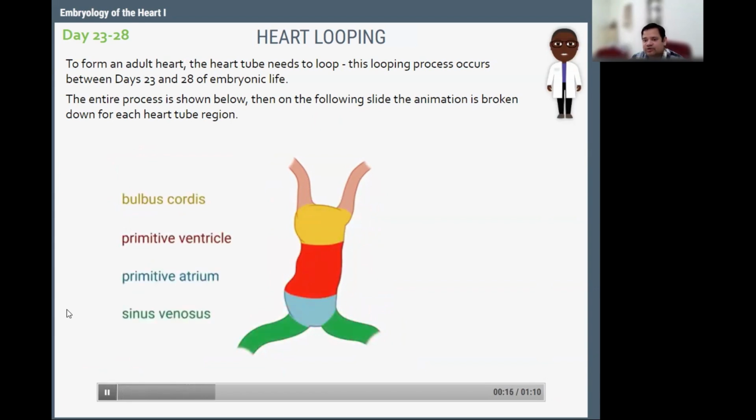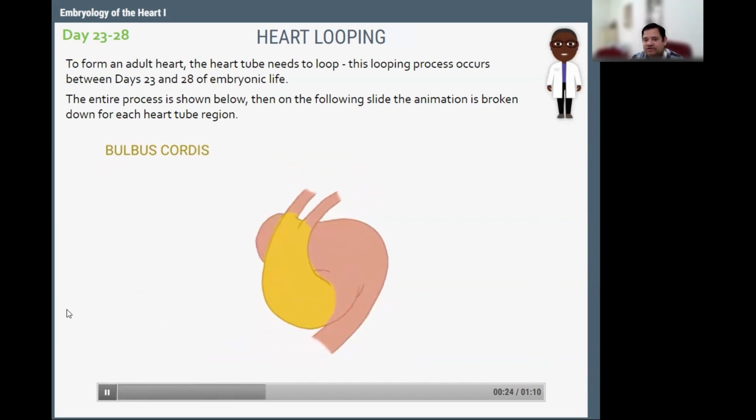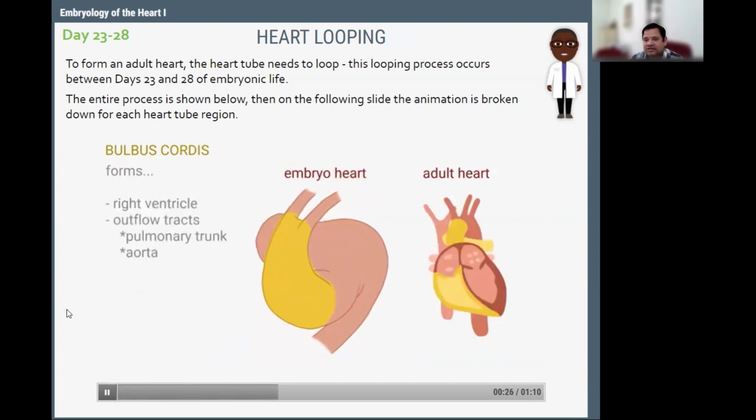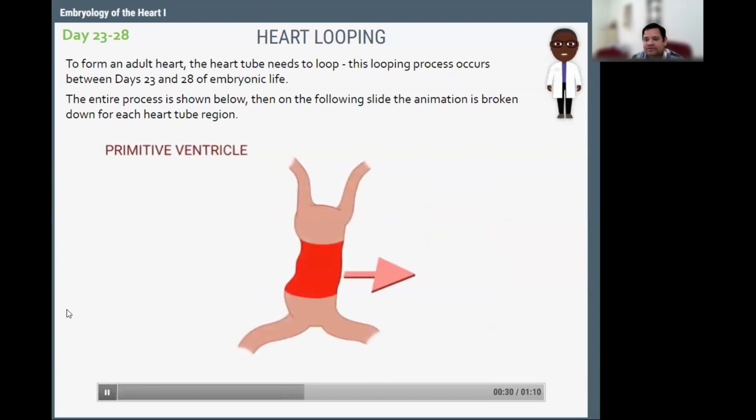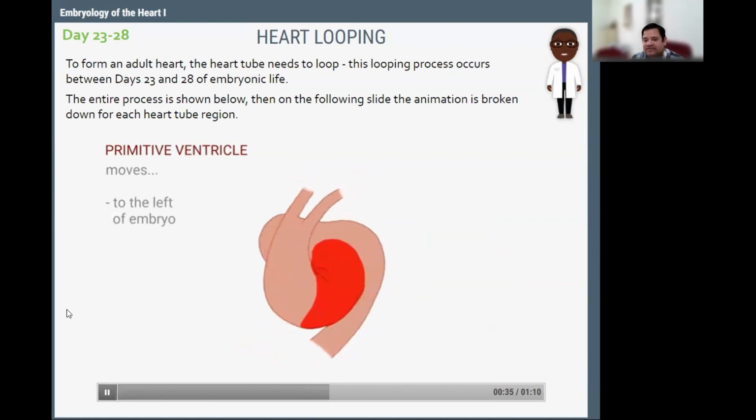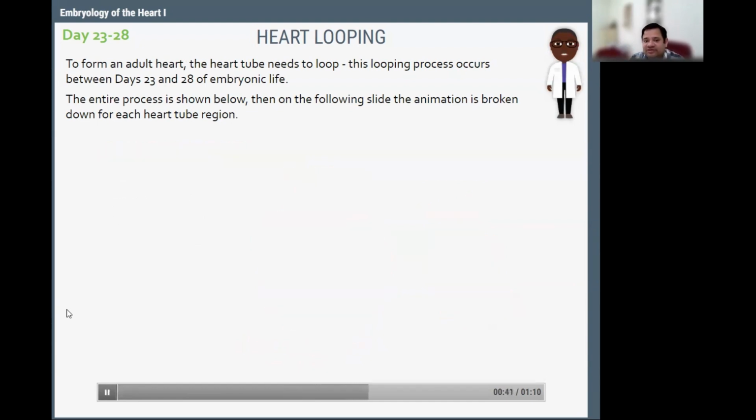So first what was there? A tube was formed, and after the tube, we got these four bigger parts, and each of them is now going to form some loops. So how are they going to move? Like we see the bulbus cordis right now forms the embryo heart and adult heart chambers, like the primitive ventricle. It is going to move towards the left side and then form this particular type of thing, how it will look in the adult heart, so it forms the ventricles, mostly the left ventricle.